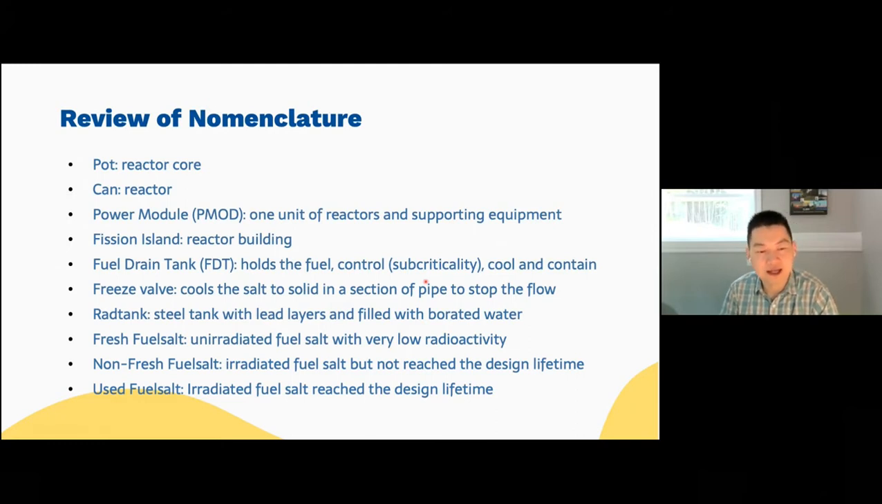And then we have a red tank, which you will see in the next few slides. It's really a steel tank with lead layers, filled with borate water. By the description, you can guess that the red tank serves as a shielding system, and it's also part of the containment boundary.